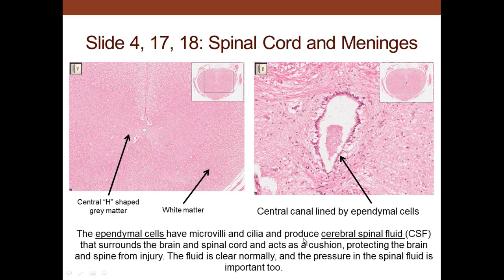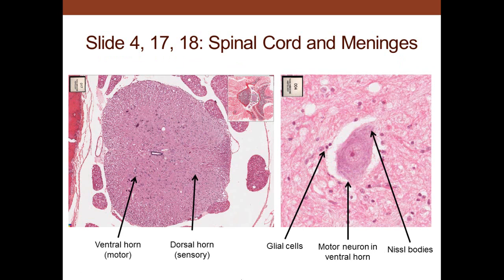cilia, and they produce the cerebrospinal fluid that surrounds the brain and spinal cord and acts as a cushion. It protects the brain and spinal cord from injury. This fluid is normally clear, but the pressure of the fluid is also important and low fluid pressure may be associated with severe headaches.